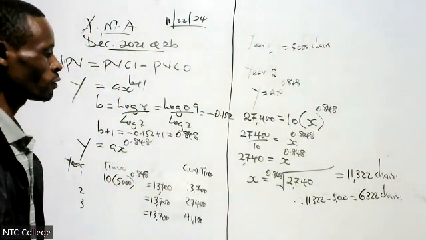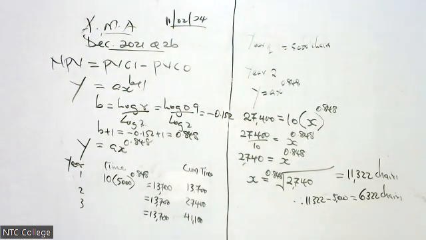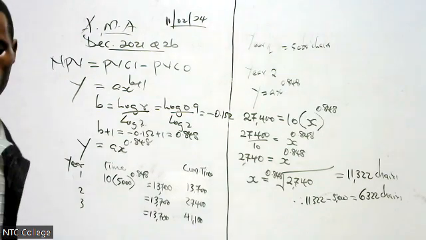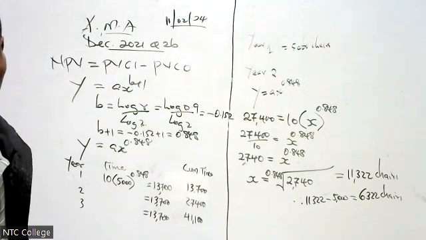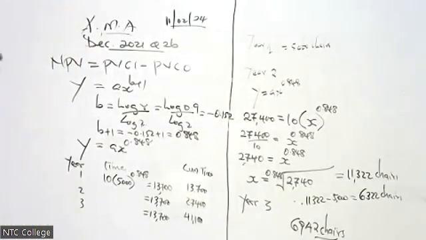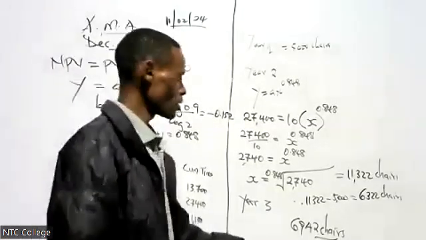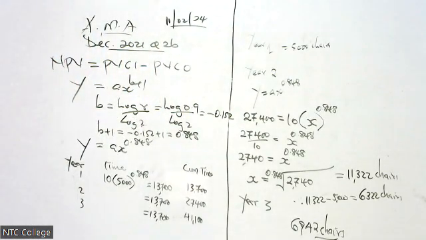The same case now, you apply the same concept in year 3. Allow me to give you time to calculate for year 3. So in year 3, we have that end result of the shares, 6,942 shares.